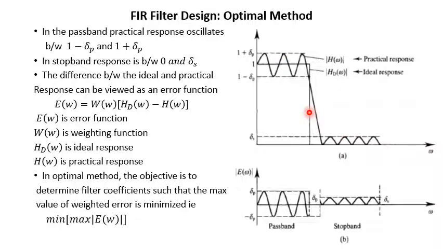Shown in the figure here is the practical response, which is H of W denoted here. So we have equiripple in the passband. This is the passband. Again, this is the stopband. So we have equiripple here. Whereas in case of the ideal, you understand that we have a flat response. So there are no ripples in the passband and no ripples in the stopband. In the passband, the practical response oscillates between 1 minus sigma of p and 1 plus sigma of p. Similarly, in case of the stopband, we have equiripple, but they oscillate between 0 and sigma of s.